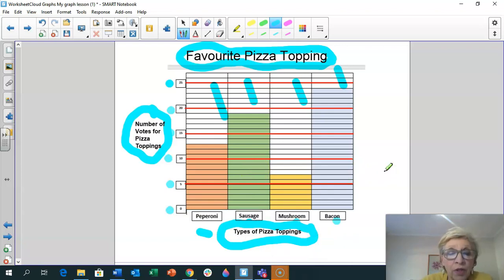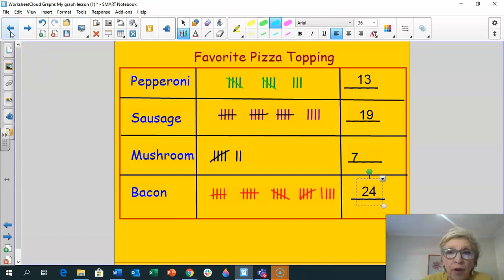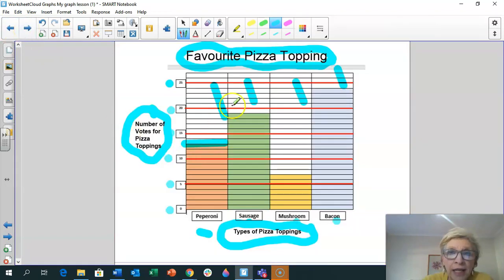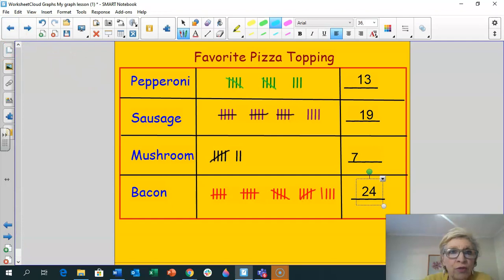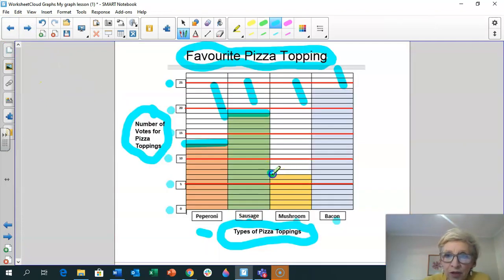And then, of course, here is where we end up. If I put a line here, pepperoni, that was 13. If you remember, if we go back there, pepperoni was 13. How much was sausage? 19. So sausage is just 1 before 20. And then let's see, what was mushrooms? It was 7. How many people chose mushrooms? And mushroom is colored in up to the 7 line.